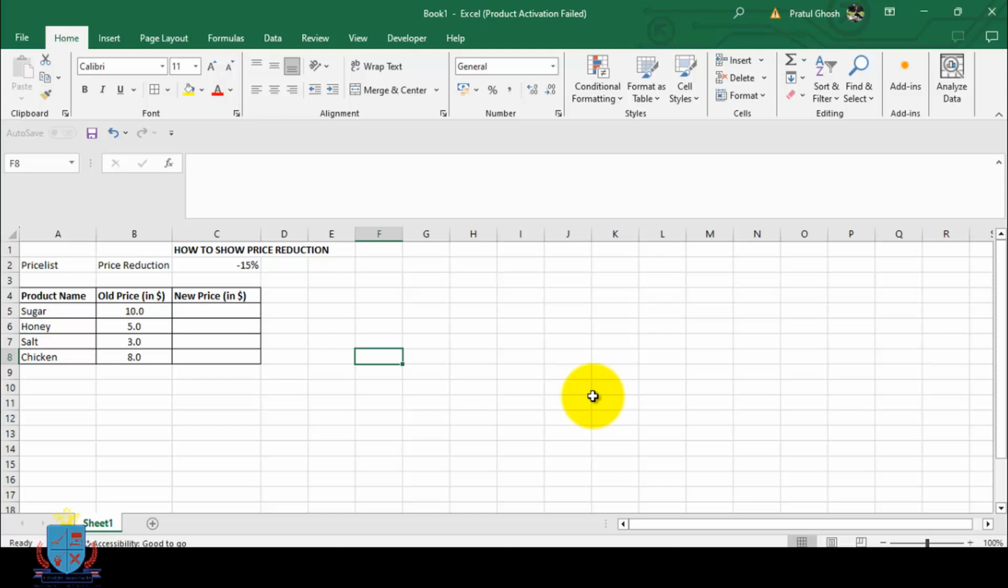Hello everyone. Today I am going to show you how to calculate price reduction in an Excel sheet.